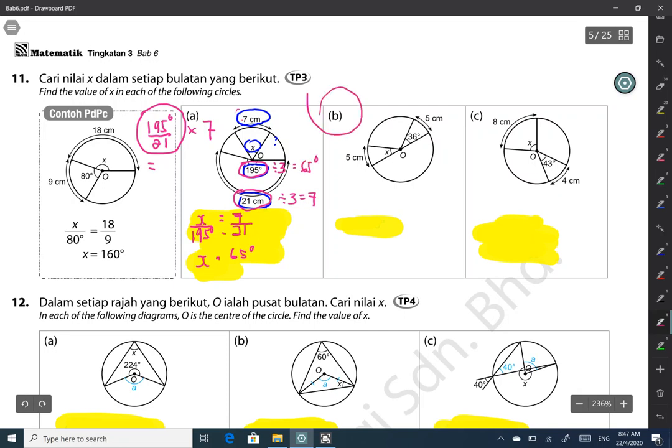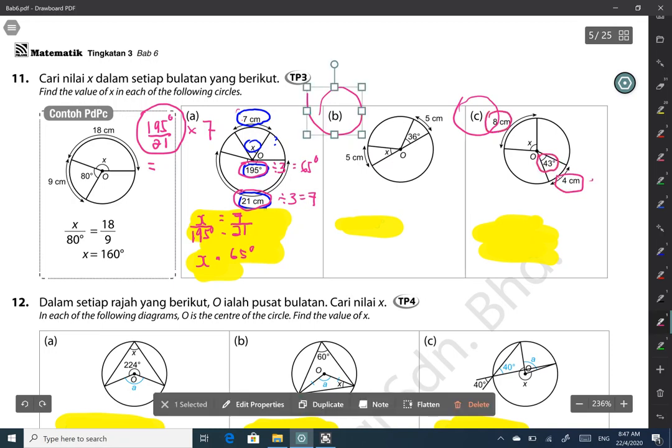Okay, B, C, C you just use. This one 4 cm, you get 43. 4 times 2, so you times 2.